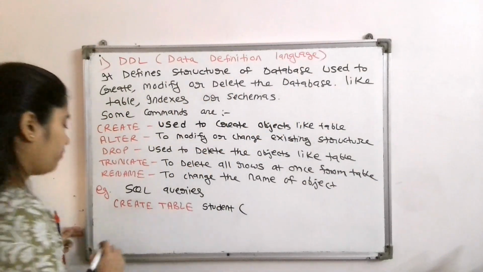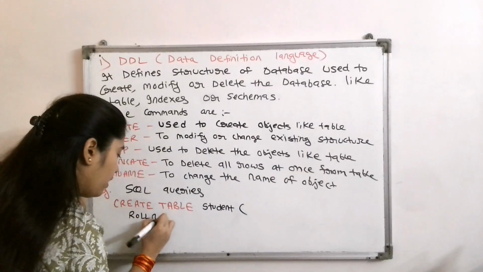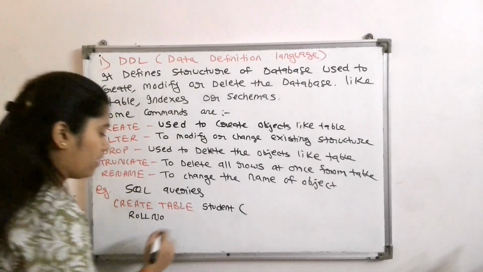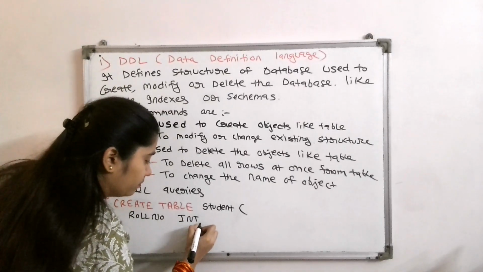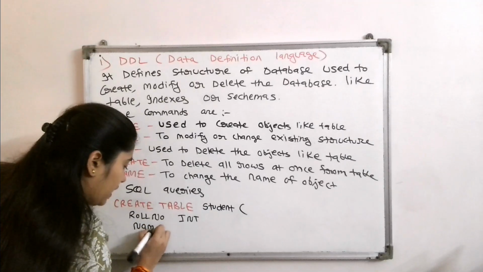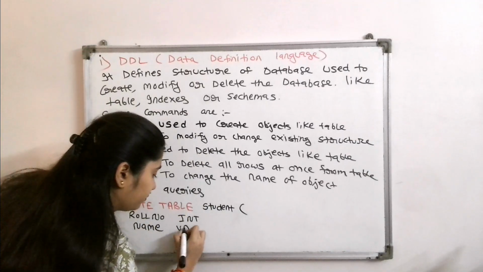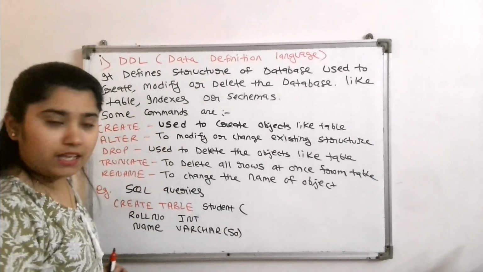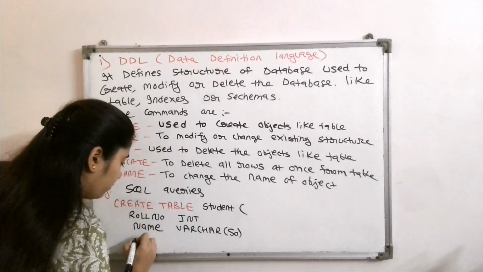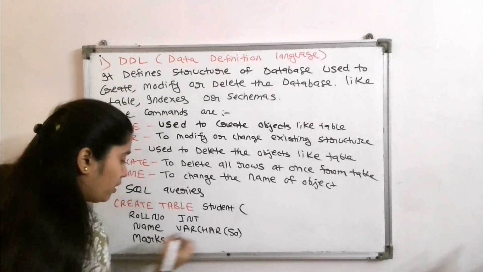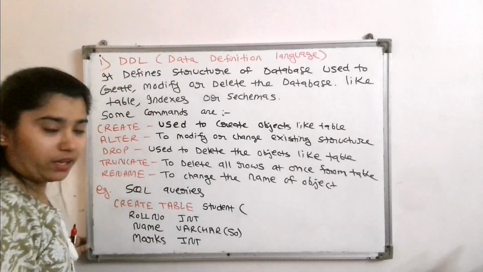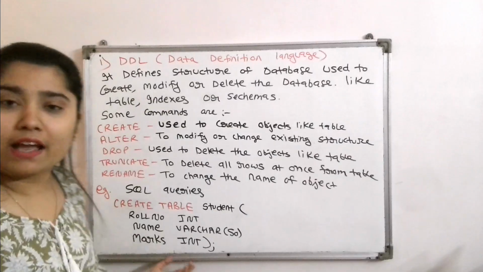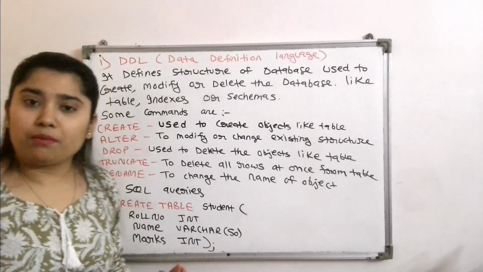Suppose the first column we want is roll number. Then we also need to write its data type. Roll number has the int data type. And if we want a second column of name, the name will be in the varchar data type. We also need to write the size here. Then the next column we want is marks. Marks will also be in the int data type. Okay, so here our query ends. Now I have explained the example using one command, the create command.